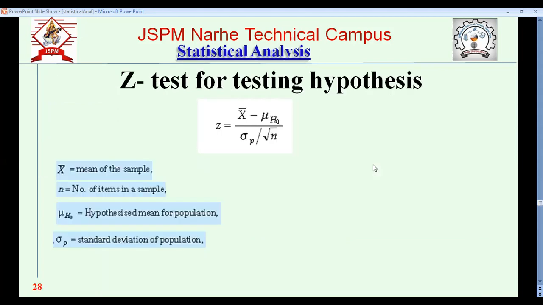Now today we will see the Z test for testing the hypothesis. Z test for testing the hypothesis.